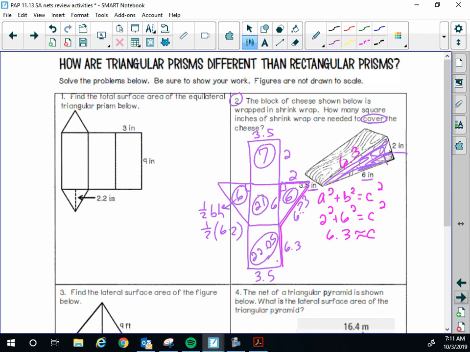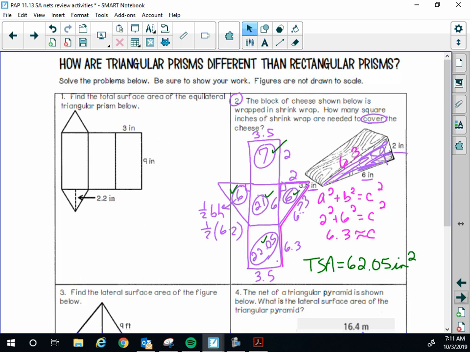And so then you finally want to get a grand total by adding 7, 21, 6, 6, and 22.05. And if you do, you get a total surface area of 62.05 square inches. Okay? So hopefully this was a good little quick review for you from last year.